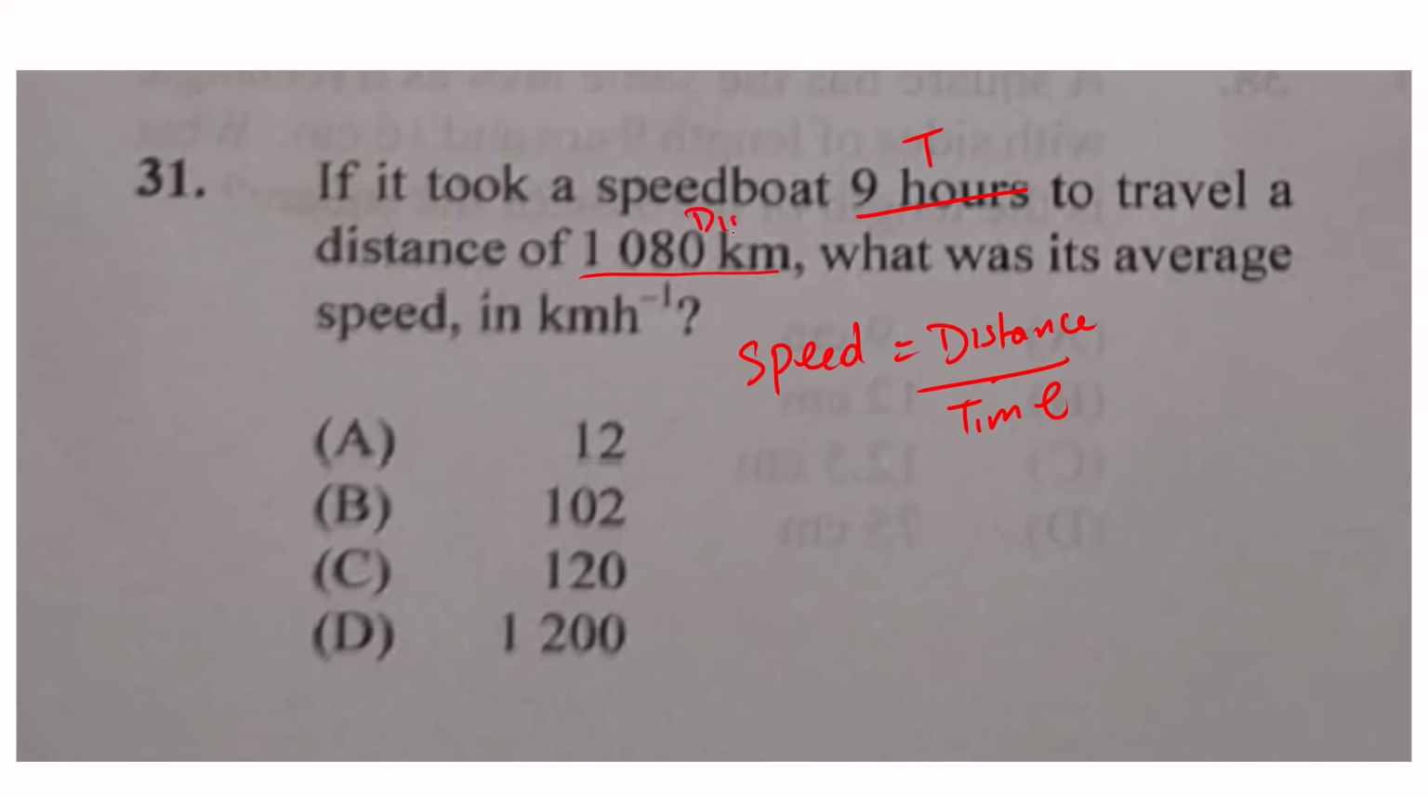This is our distance. So speed is equal to, all right, so 9 into 10 goes one time, carry, 2 9s 18 and 0, so we get 120 kilometers per hour. So our answer is going to be C.